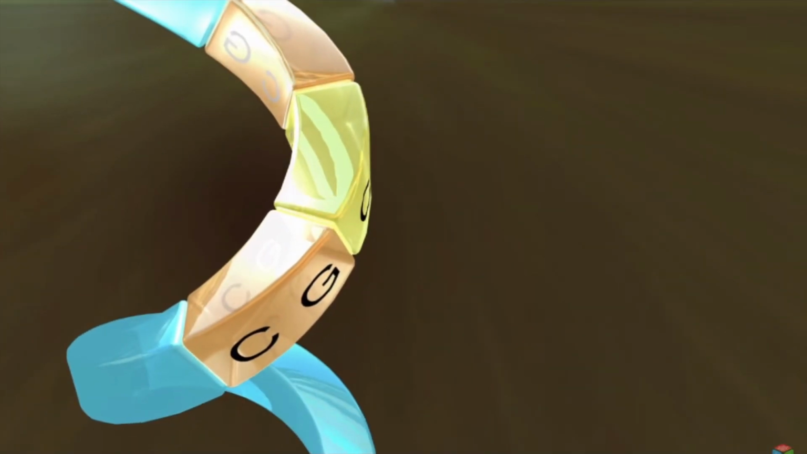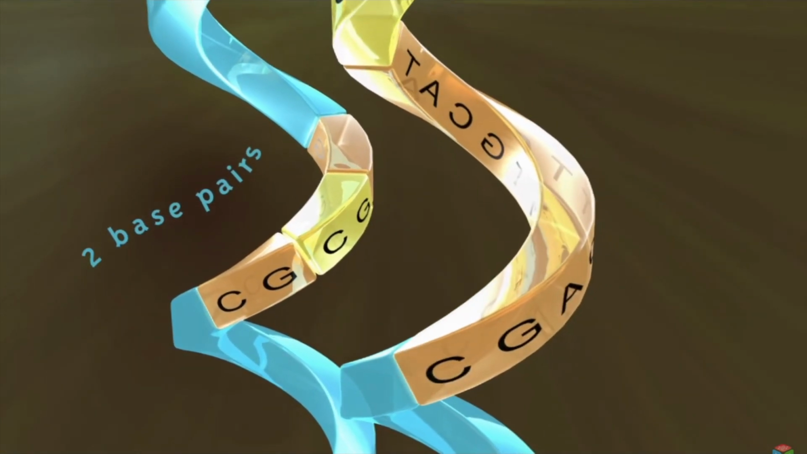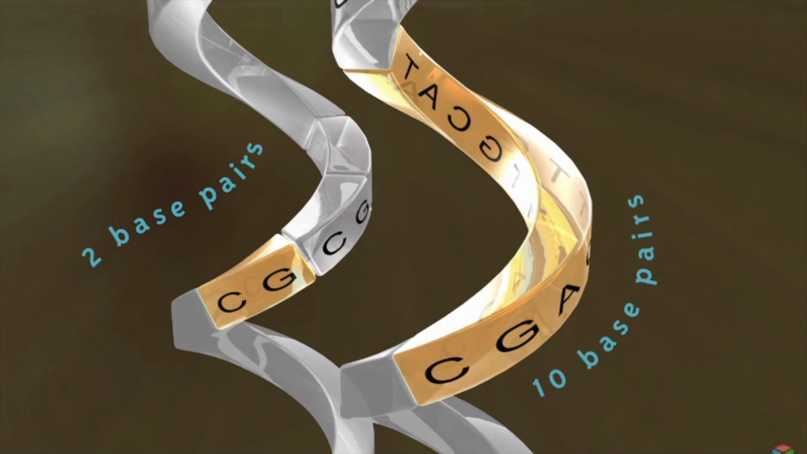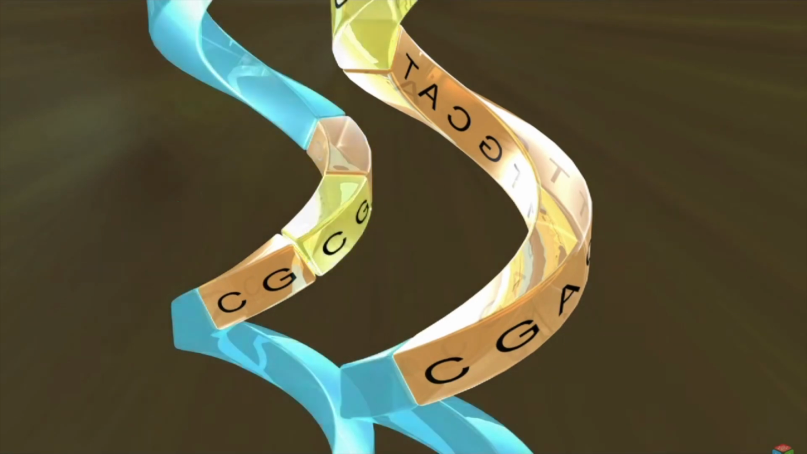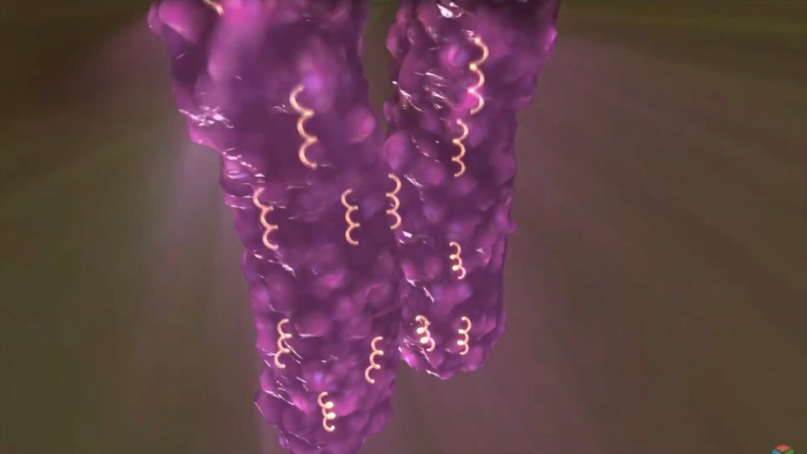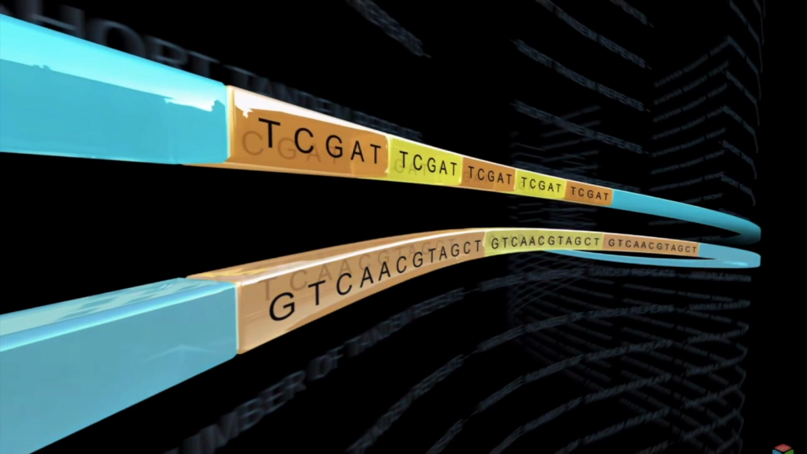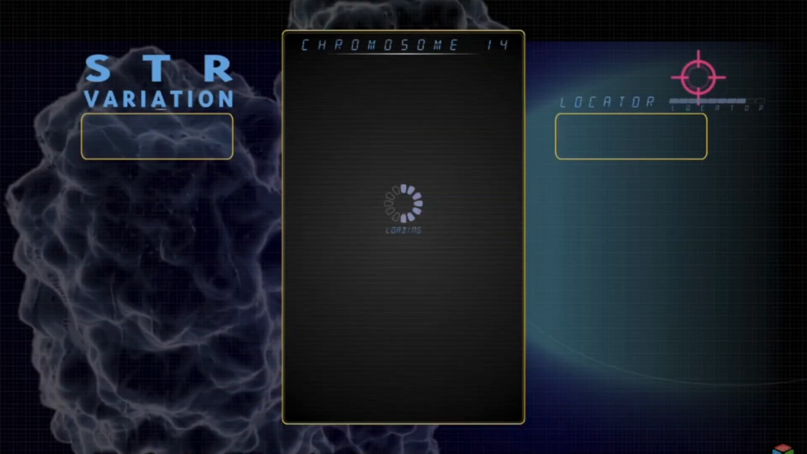As the name implies, the repeated stretches in STRs are short, only 2 to 10 base pairs long. For this reason, and because they are dispersed more evenly throughout the genome than the longer variable number tandem repeats, or VNTRs, STRs are favored by forensic labs.